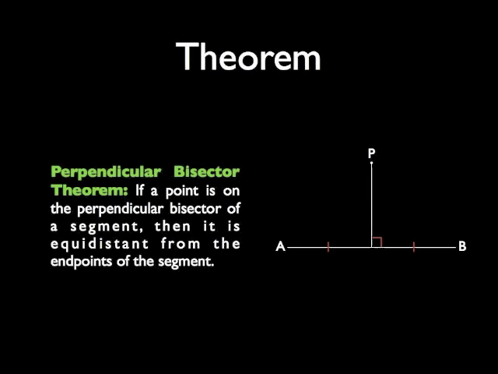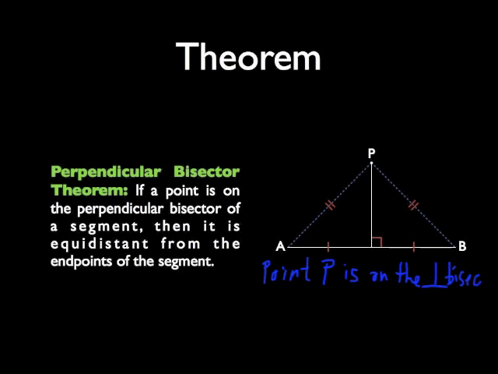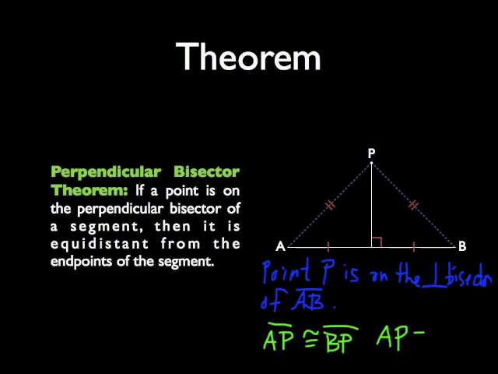If a point is on the perpendicular bisector of a segment, then it is equidistant from the endpoints of the segment. So here, since we know point P is on the perpendicular bisector of the segment, we know that segment AP is congruent to segment BP. Another way to say that is the distance from A to P is equal to the distance from B to P.